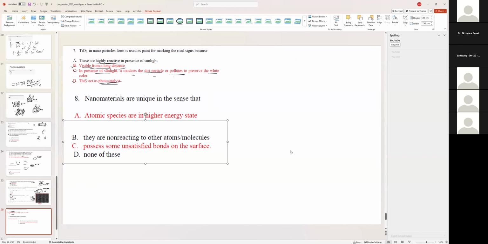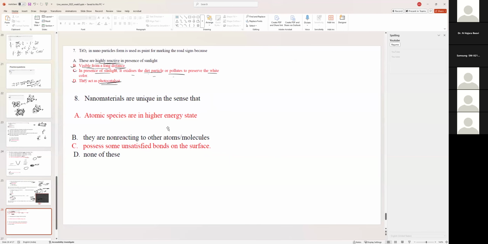Nanoparticles are unique in the sense that atomic species are at higher energy states, since in nanoparticles a lot of atoms are sitting on the surface. They are at a higher energy state. They are not non-reacting, actually they are highly reactive. Correct. Incorrect. They possess more unsatisfied bonds on the surface. Again, sitting on the surface, they have unsatisfied bonds, leading to their high energy states. So again, correct.